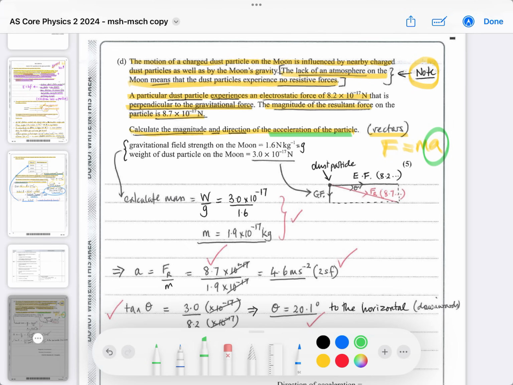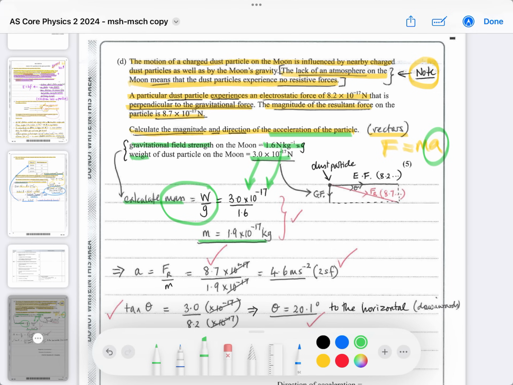So what have they given us? They've given us the moon's gravity. The gravitational field strength on the moon is 1.6 rather than 10 on Earth. They've given us a weight of 3.0 times 10 to the minus 17. So you can now work out the mass because you know that mass is W over g. So all you've got to do is put these two values into W over g, and you'll get that the mass is tiny, 1.9 times 10 to the minus 17 kilograms.